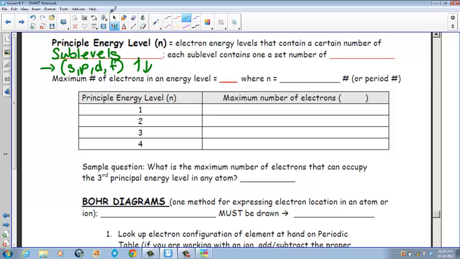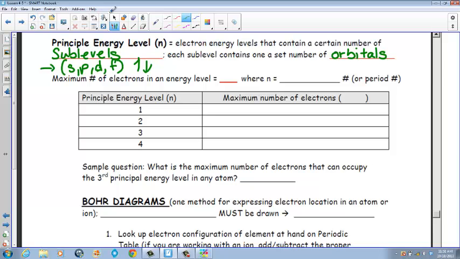Each sublevel contains one set number of orbitals. So you have orbits, the paths, and then you have orbitals, okay, inside each sublevel. So it's even more convoluted, something within something.